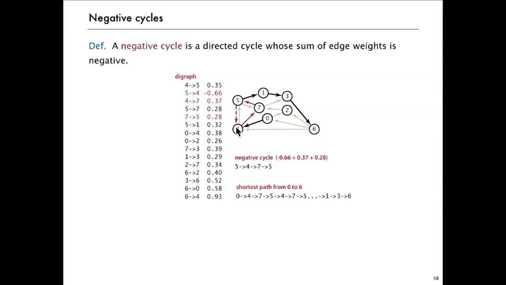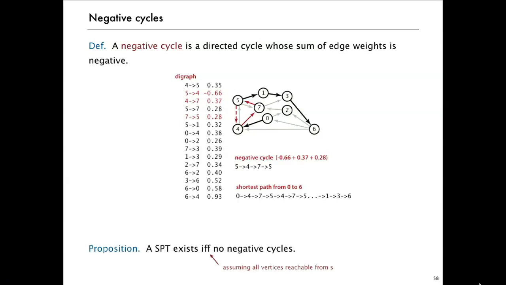And if we're trying to find, say, a shortest path from 0 to 6, well, as soon as you hit this cycle, if you really want the shortest path, what you could do is spin around this an infinite number of times. You can make the path as short as you want if you hit a negative cycle. So negative cycles definitely can get in the way of trying to solve the shortest path problem. It makes it somewhat ill-specified.